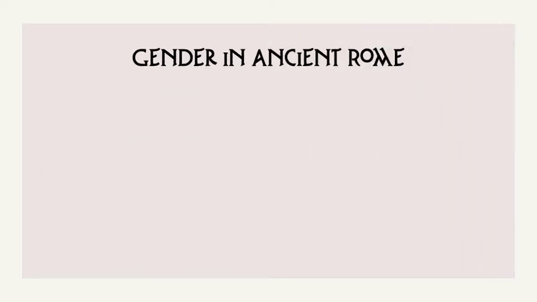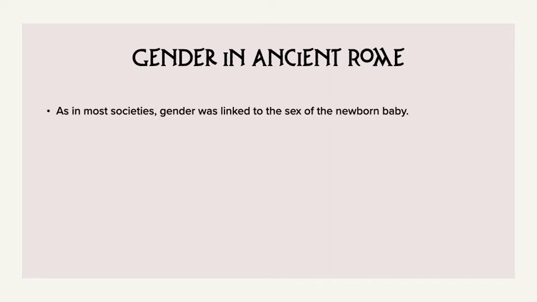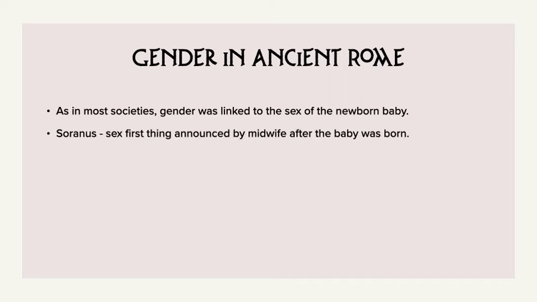So if we move on now to look at gender in ancient Rome, with the Romans, as in most societies even today, they linked gender to the sex of the newborn baby. So they looked at its genitals and then they decided whether it was a boy or a girl. And it's interesting, we find out from the Roman doctor Soranus that this is actually the very first thing that happens when a child is born.